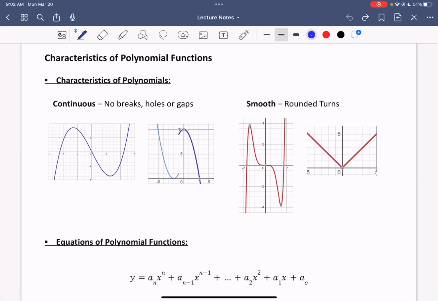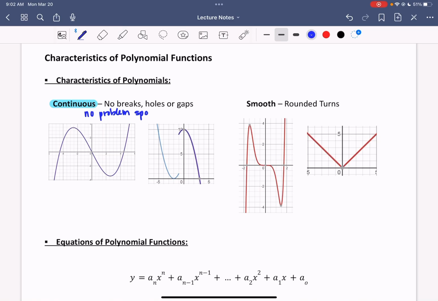Polynomial functions. In this section, what we're going to do is just dive a little bit deeper into different functions and see if we can figure out their characteristics, how they behave, how they act, and how they're similar. The first thing we want to do is look at some characteristics that they have, known as they are continuous. What does it mean when it says that it's continuous? It means that there's no breaks, holes, gaps, and basically no problem spots.